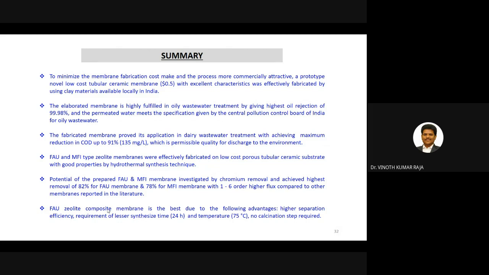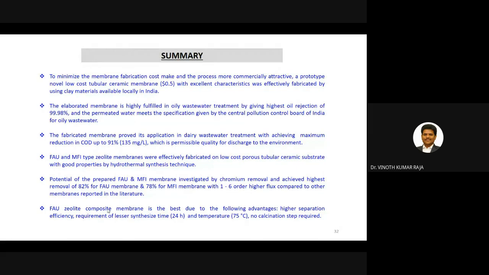Also, the fabricated membrane proved its application in dairy wastewater treatment, achieving a maximum reduction in COD of up to 91 percent. That is, we have brought it down from around 2,500 mg per liter to 135 mg per liter, which is the permissible quality for discharge to the environment.